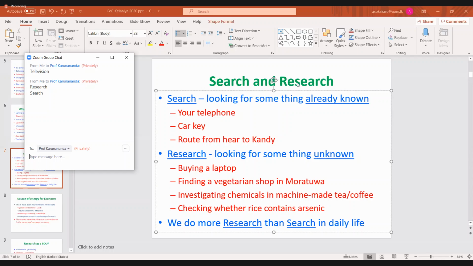In fact, a few years back, I remember in one television program, one lady was saying that she was researching for her wedding sari. She said researching for the wedding sari, not searching, so she doesn't know beforehand what sari she is going to get. That means what I'm trying to say is that we do more research than search in our life.